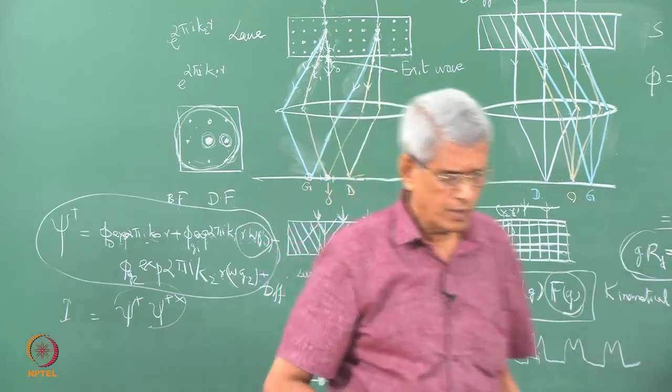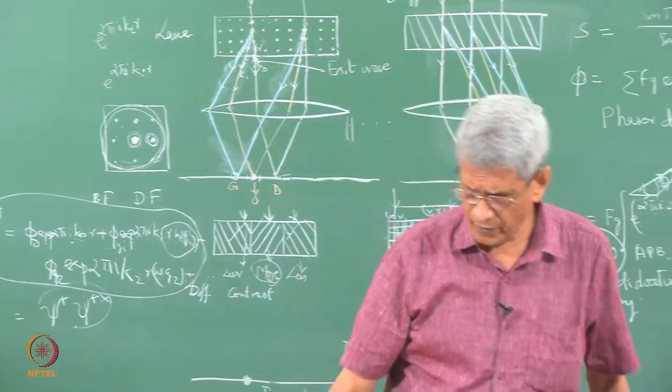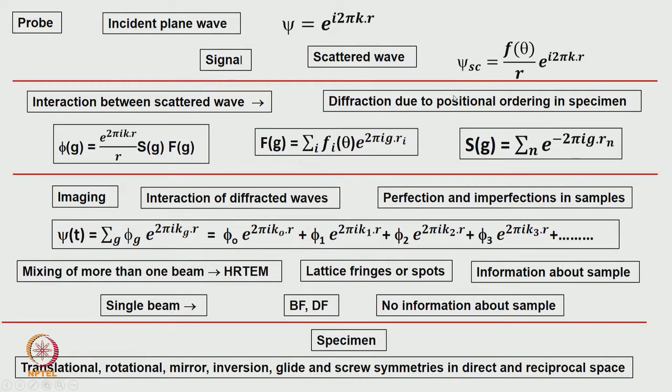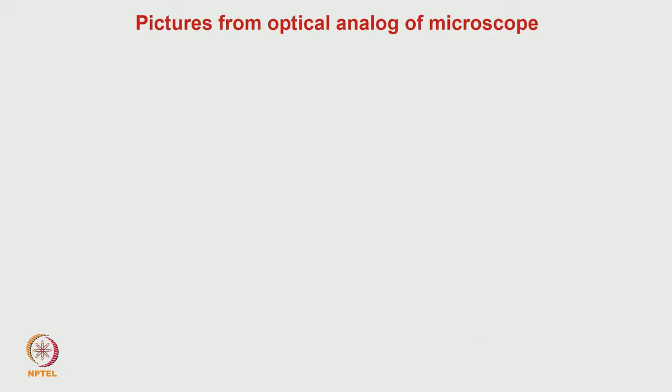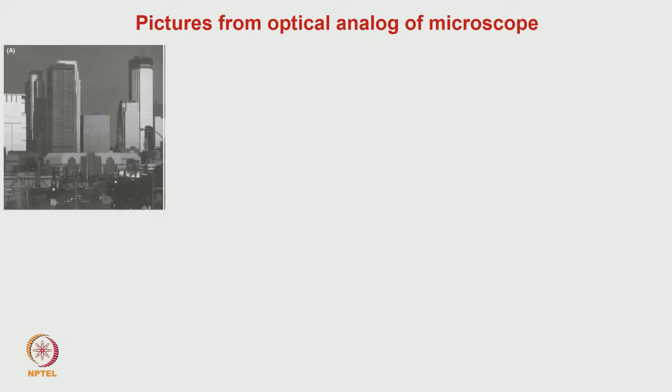This I will illustrate. This will be illustrated with an example which is taken from the literature. This is an optical analog picture which has been taken. You see here we have the skyline, a photograph which is taken on a film.